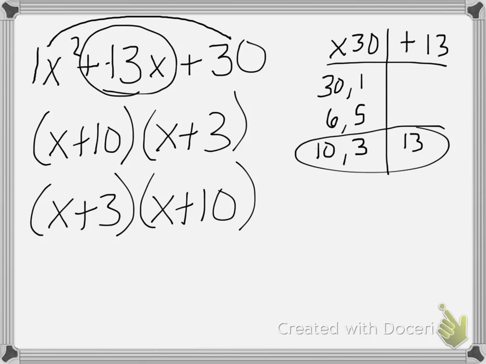Okay, and you could double check by foiling them. Moving on. How about this one? X squared plus 9x plus 20. And really, just force yourself to do a bunch of them.